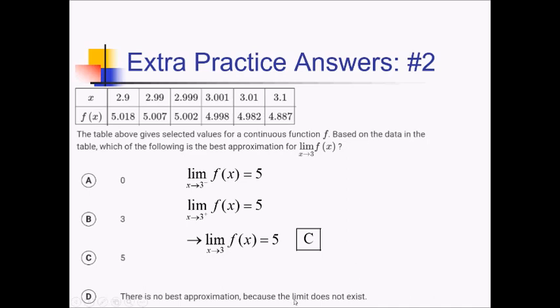However, we know the limit exists. How do we know the limit exists? Because they said this was a continuous function. One of the conditions for continuity is that your limit exists wherever you're continuous. So therefore, choice C is the only thing we can pick here.